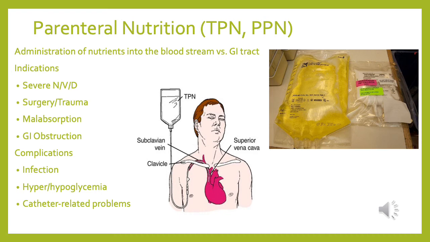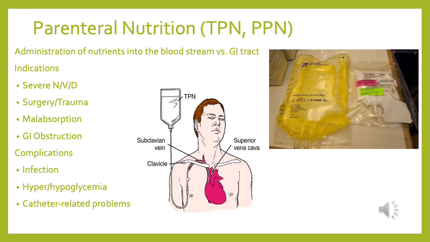TPN is usually administered if a client doesn't have the ability to ingest foods for an extended amount of time. This can be either temporary or lifelong. Indications for using TPN and PPN usually are when they need gut rest because they have a severe case of nausea, vomiting, or diarrhea over an extended amount of time. An example is pancreatitis, which requires gut rest for weeks at a time.